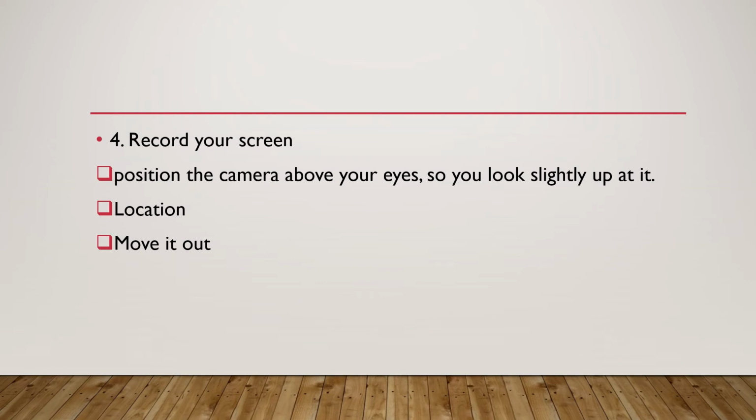So pwede tayong magpalipat-lipat provided na tahimik yung lugar. Para daw hindi ma-bored. Usually naman, ang ibang ginagawa, yung napanood kong video ay naglalagay sila ng background na iba-iba. Para kahit same spot sila, iba lang yung background sa likod.